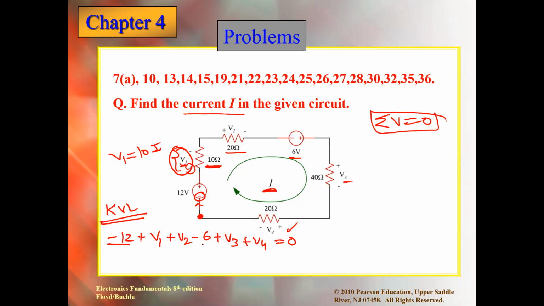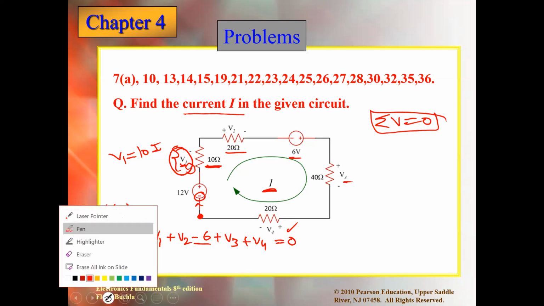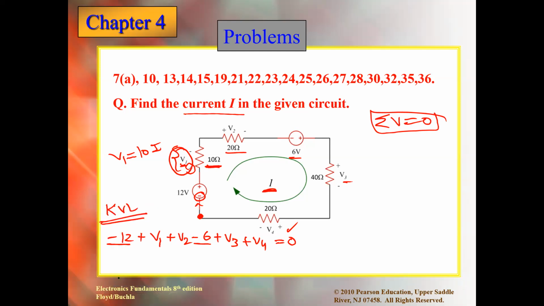Are you getting it? Write these values now accordingly. Look first at what is here: minus 12, minus 6. How much is it? Minus 18. Can we bring this minus value to the other side of the equal sign? Yes. We put 18 equal to V1, V2, V3, V4. Now write the value of V1. What is the value of V1? 10I.